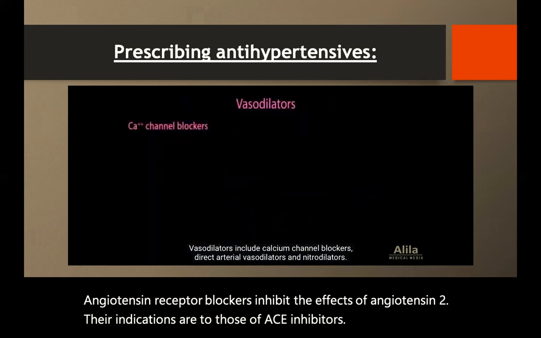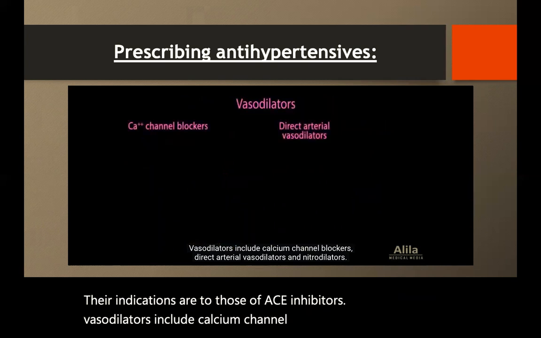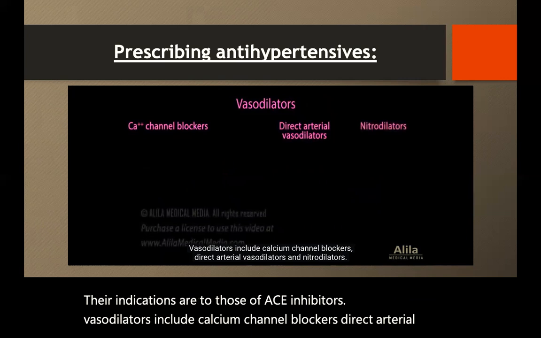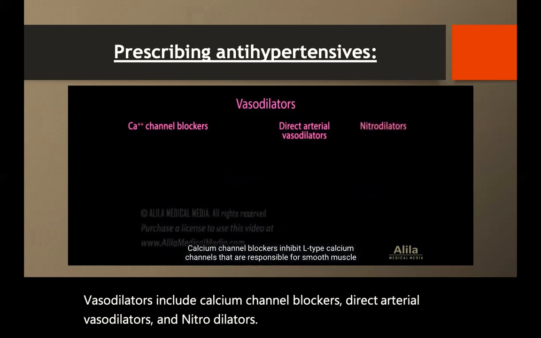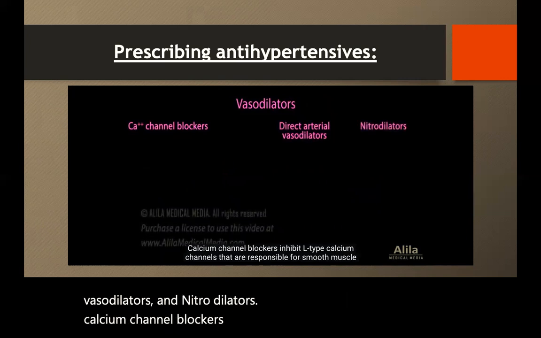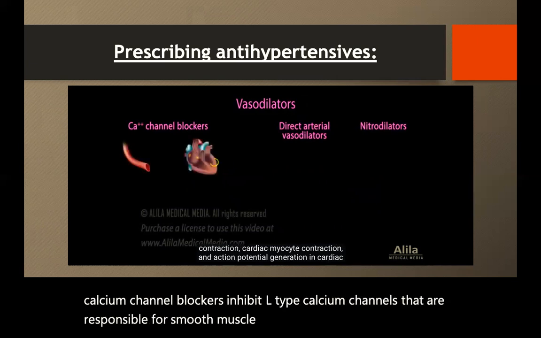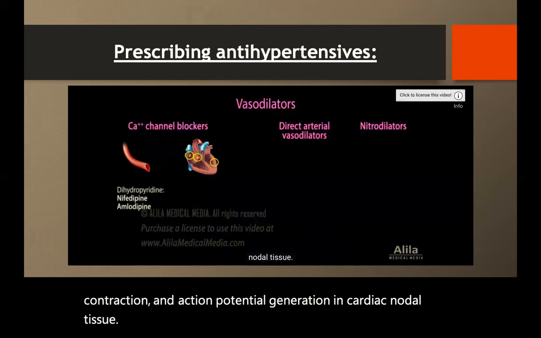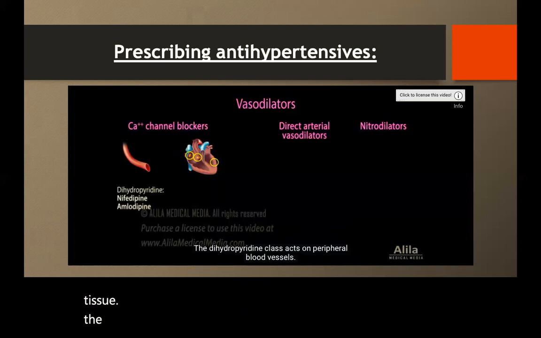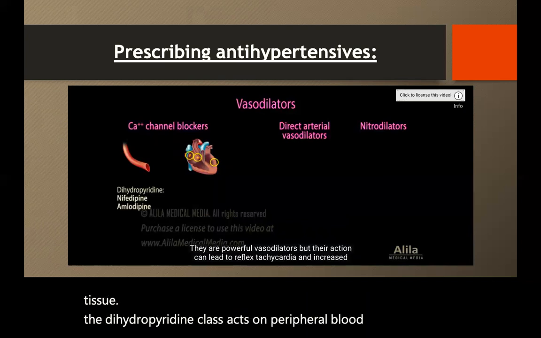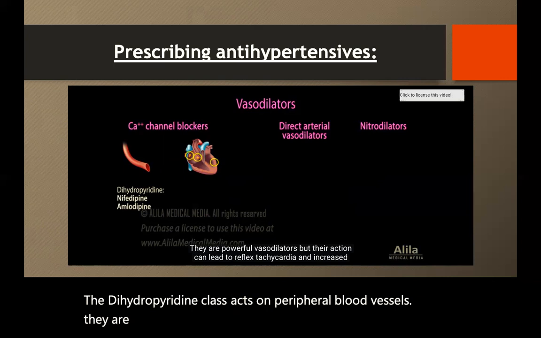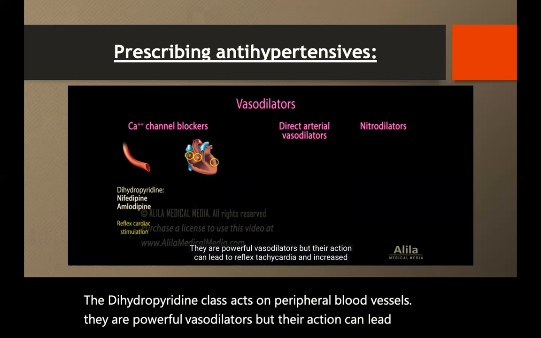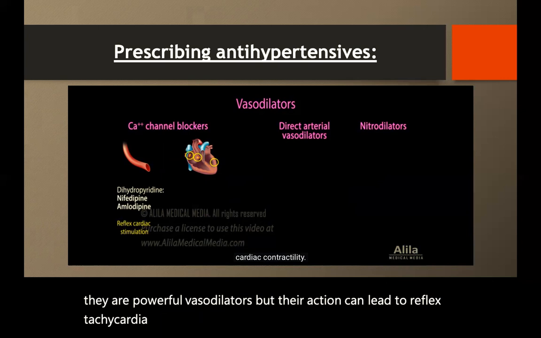Vasodilators include calcium channel blockers, direct arterial vasodilators, and nitrodilators. Calcium channel blockers inhibit L-type calcium channels that are responsible for smooth muscle contraction, cardiac myocyte contraction, and action potential generation in cardiac nodal tissue. The dihydropyridine class acts on peripheral blood vessels. They are powerful vasodilators, but their action can lead to reflex tachycardia and increased cardiac contractility.